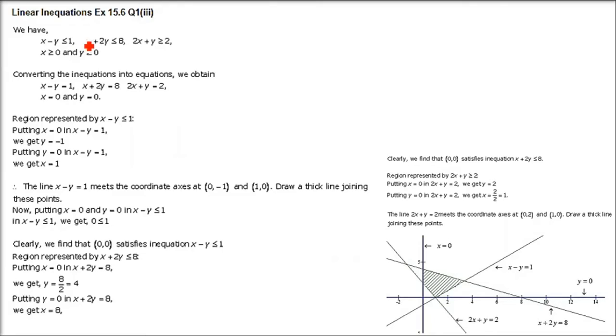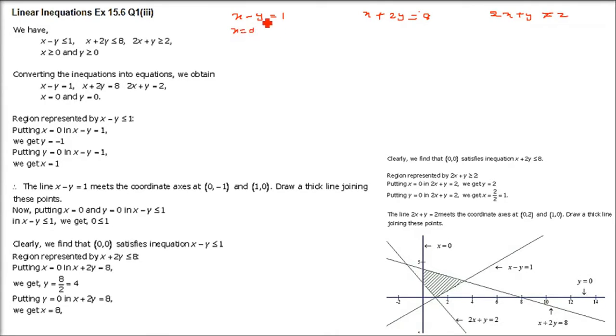x minus y less than or equal to 1, and x plus 2y is less than or equal to 8. And 2x plus y is greater than or equal to 2. So now we have 3 lines. Similarly, we are going to do the same thing. x minus y is equal to 1. x plus 2y is equal to 8. And 2x plus y will be equal to 2. We have to make all the inequalities an equality, because we want to solve it.